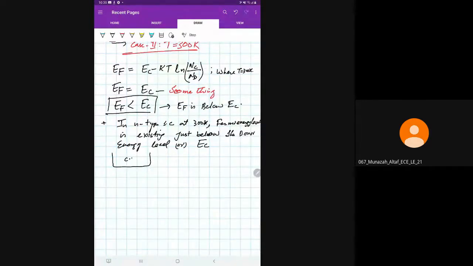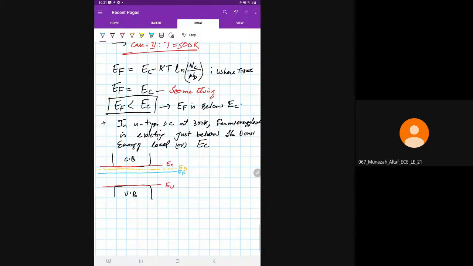Suppose this is your conduction band. This is our valence band. We know that this is E of V, and this is E of C. Somewhere here, we know that the donor energy level is near the conduction band. We have already discussed it. Therefore, the Fermi energy here will be just below the donor energy level. So EF is not coinciding with EC, rather it is below ED, or it is below EC. So EF is just below ED, or just below EC.